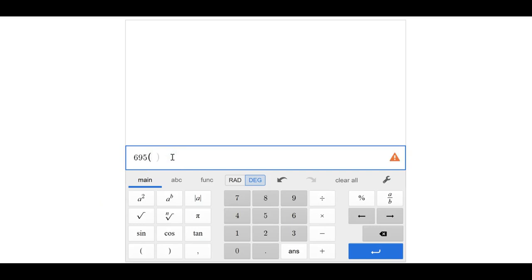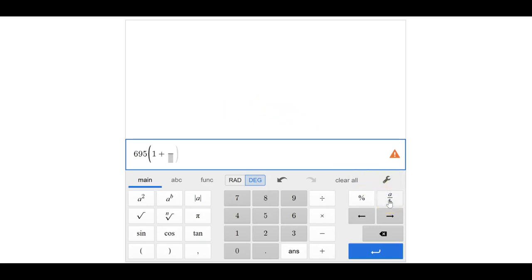Now we're going to open our parentheses. And inside our parentheses, we're going to continue with our formula. And we're going to put 1 plus. And now we're going to enter the value for our lowercase i. And we're not going to put a decimal here. We're going to put the exact value for that lowercase i. That lowercase i, remember, was a fraction. So the first thing we're going to do is create a fraction by hitting the a over b key.